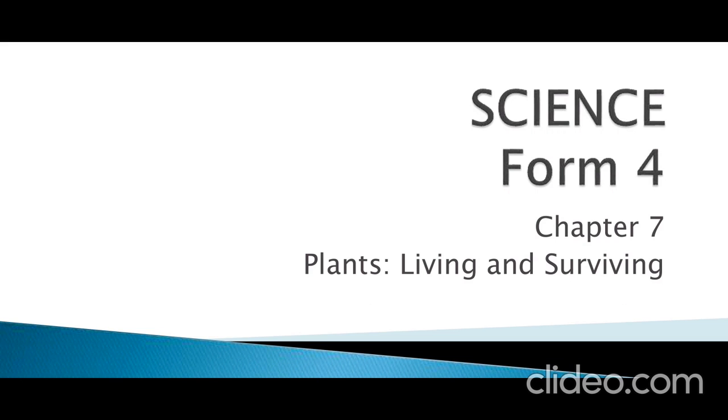We are starting chapter 7, Plants Living and Surviving. In this chapter, we will learn different types of plants according to their habitats, how plants are affected by their surroundings, and how grass family are useful to us. Keep your textbook open. Chapter 7, Plants Living and Surviving, page 58.